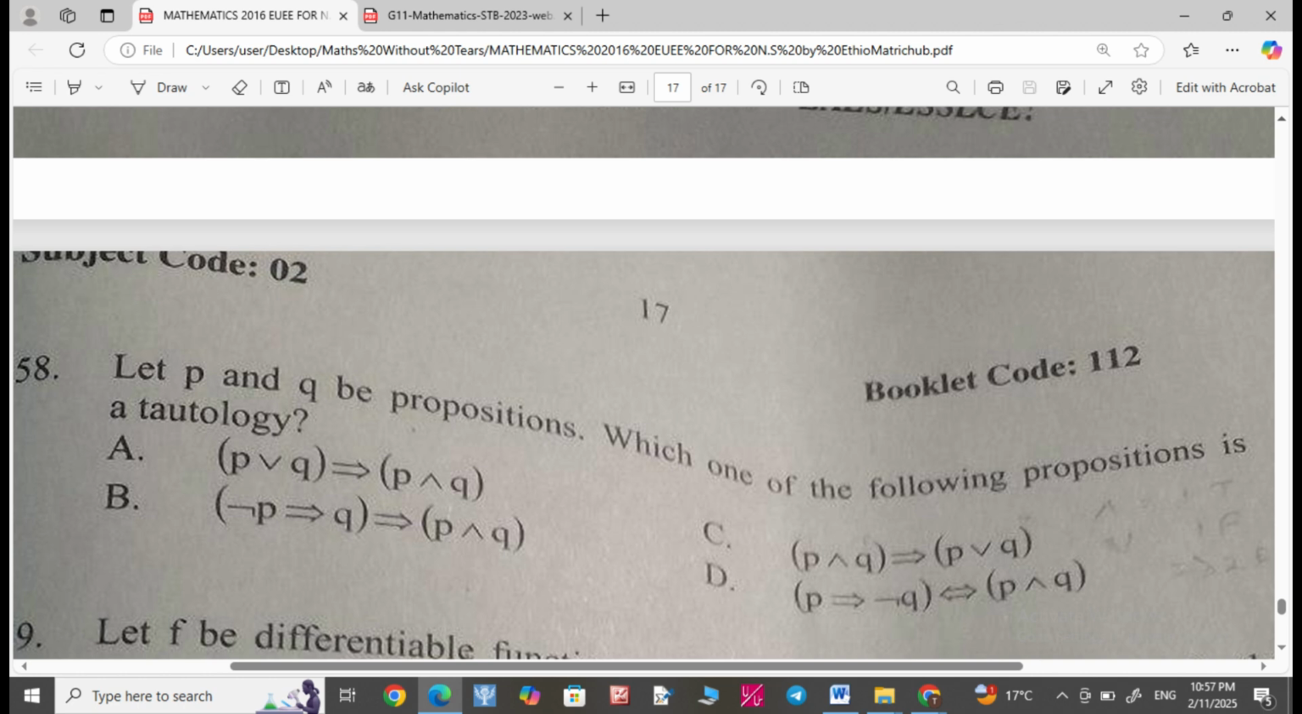Regardless of what the truth values of the component propositions are, if a compound proposition is always true, we call it a tautology. If it is always false, we call it a contradiction. If it is sometimes true and sometimes false, we call it a contingency. In order to decide which one of these four compound propositions is a tautology, we have to construct a truth table, or use another way if there is one, but the best thing is to construct a truth table for each of these.